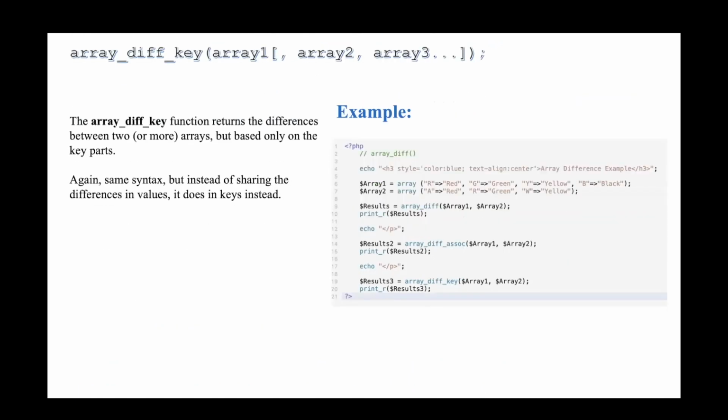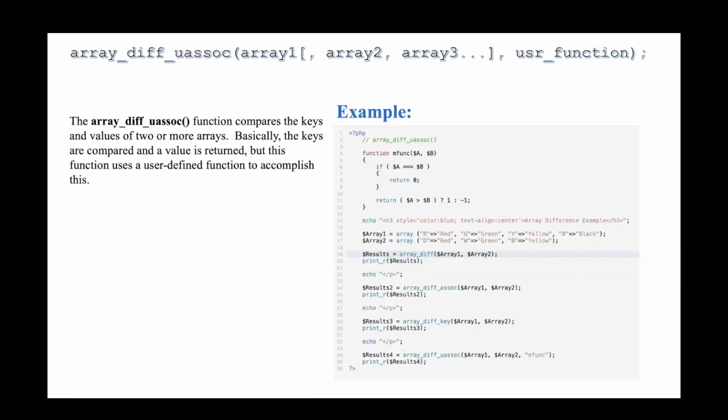The diff key function returns the difference between two or more arrays, but based only on the key parts. The diff uassoc, basically in PHP, and you're going to see this throughout several of the functions, work the same way. You can create your own function, whatever the function may be, and include it. When they have this letter U here, that means it's expecting a function at the end.